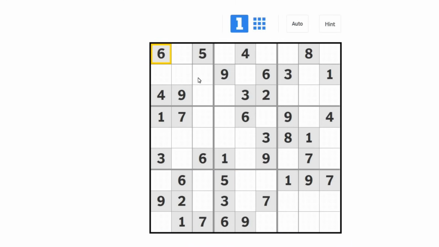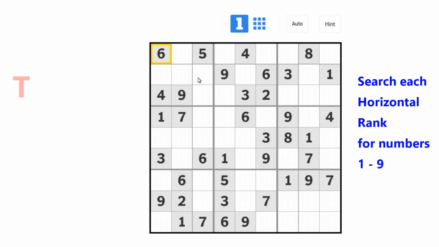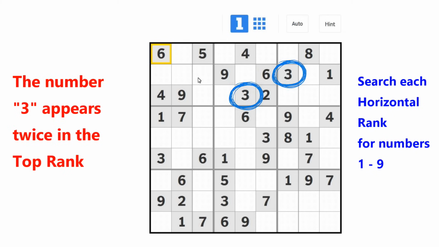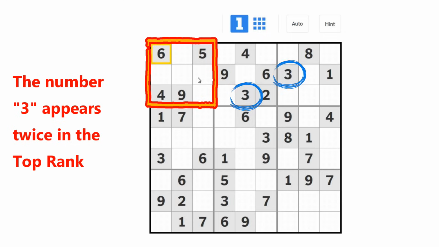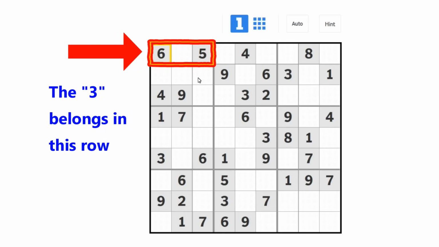What we do is search in each group of horizontal blocks for the numbers 1 through 9. If the number appears twice, it's usually very simple to figure out where it should be placed. Whichever block is missing a number is the block that it will fit into, and whichever row is missing a number, then it is in that row that the number belongs.